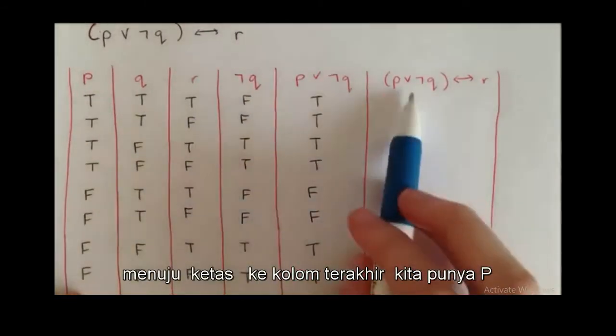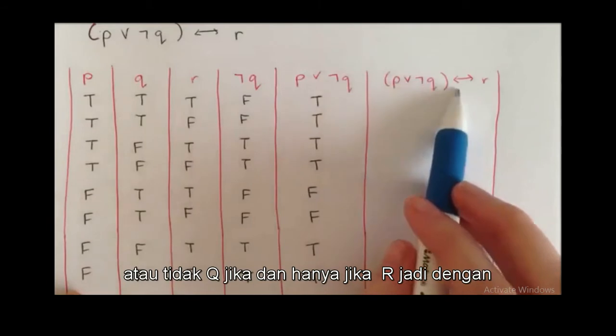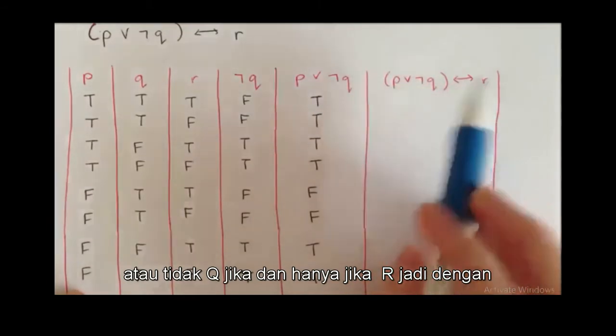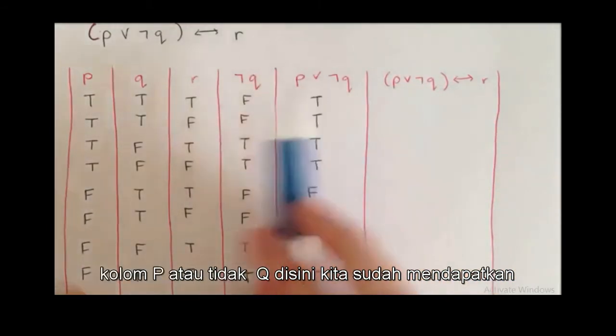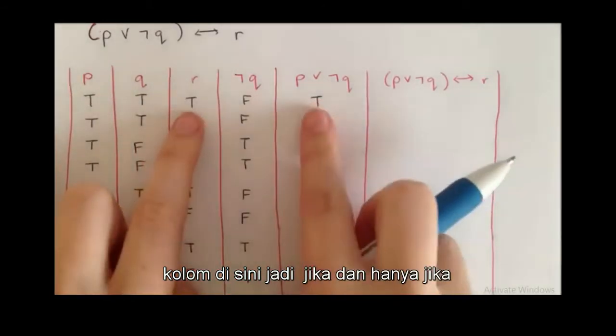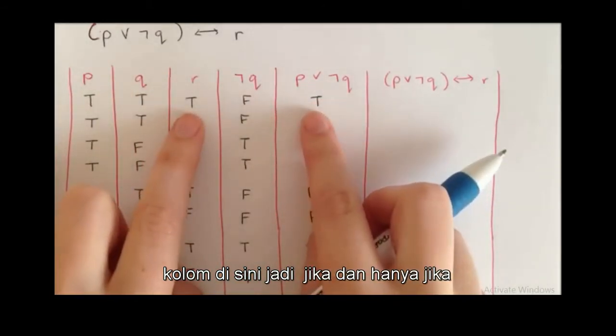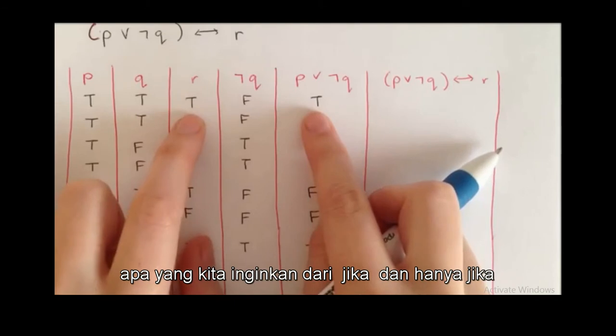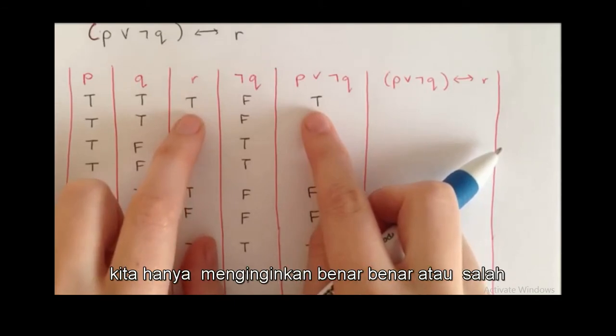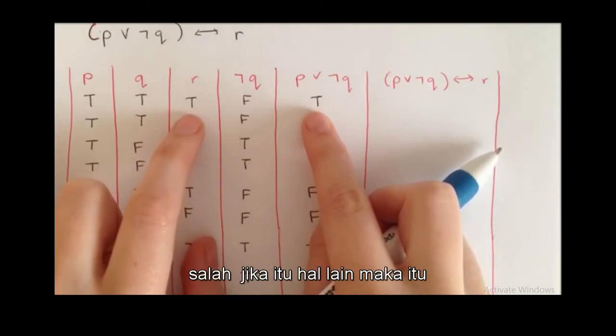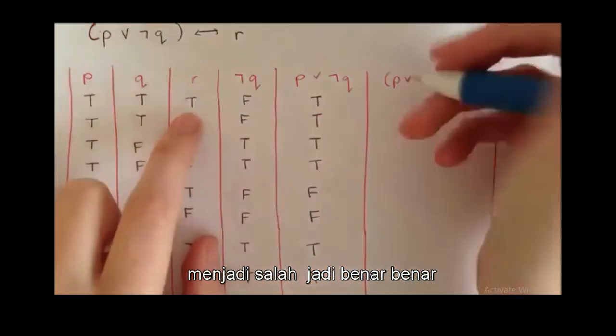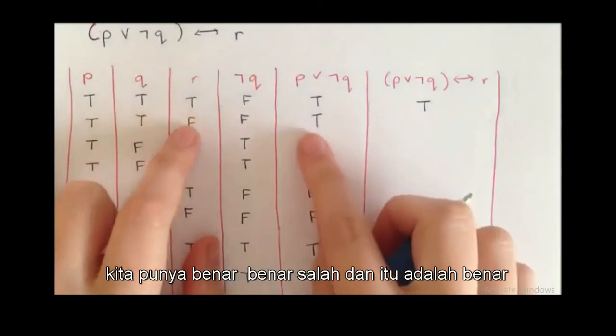Now we go over to the last column. We've got P or not Q, if and only if R. So we've got our P or not Q column here. We've got our R column here. So if and only if. What we want from an if and only if is we just want a double true or a double false. If it's anything else, then it's going to be false. So double true, then we've got a true.